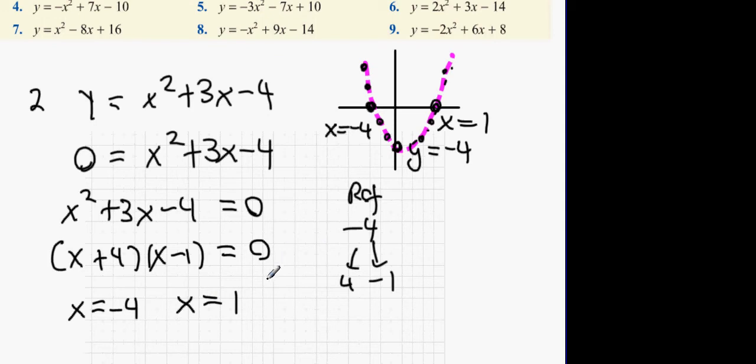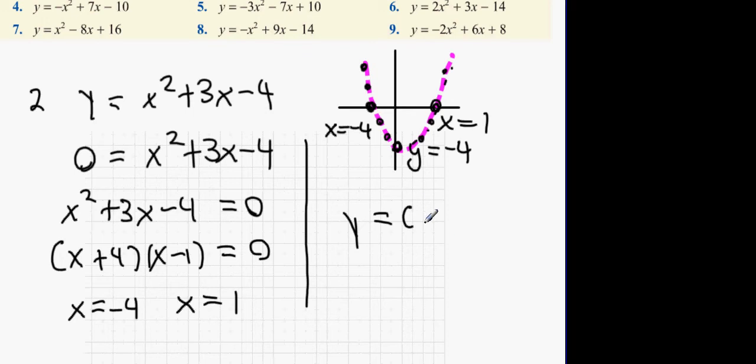Next step, where does it cut our y-axis? What is guaranteed about the y-axis? X equals 0. X is 0 along this axis. So what you can do for the y-axis intercept is replace all x's with 0. Minus 4. And what you find is y equals minus 4.